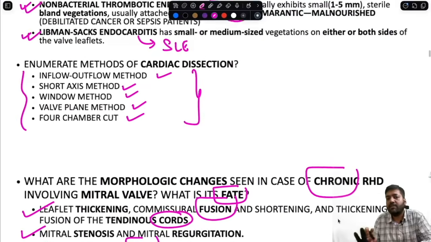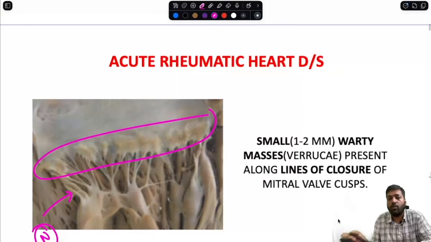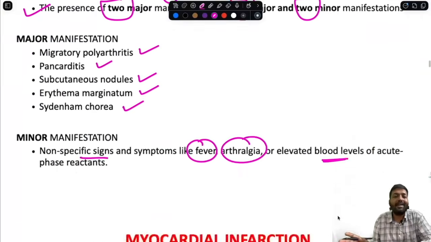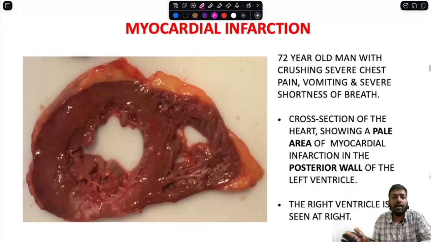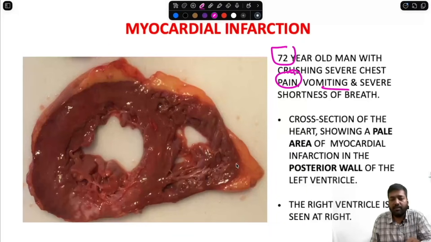Okay. So with this, we have completed the first 2 gross specimens, that is the acute and chronic rheumatic heart disease, and the different findings we have already seen. The next important case is the case of myocardial infarction. What you can see is a 72-year-old man with crushing severe chest pain, vomiting and severe shortness of breath. Ultimately the patient has died, and then the autopsy was done, and the sections were taken, and one of the sections was preserved.